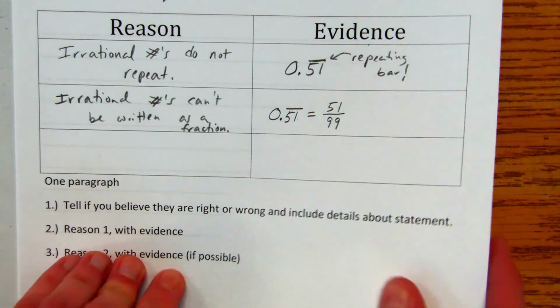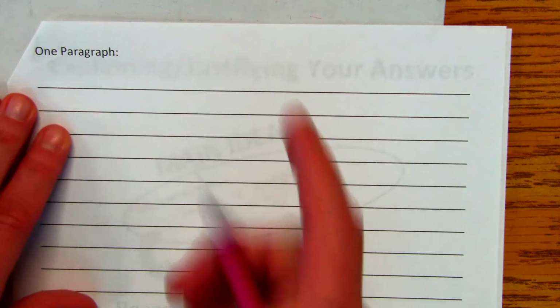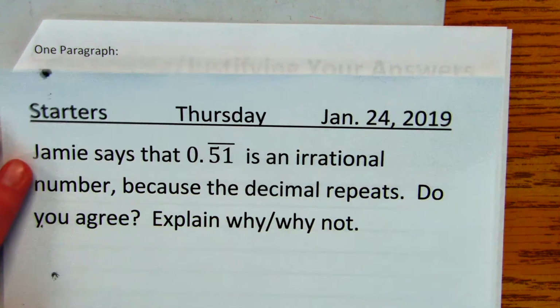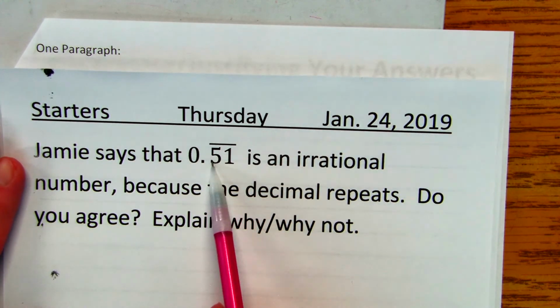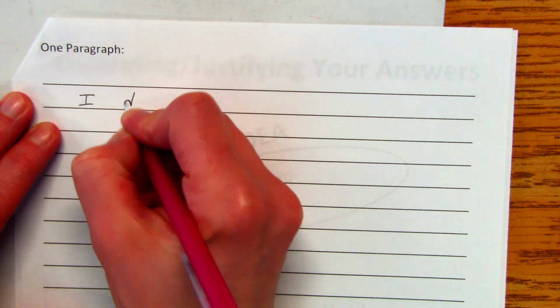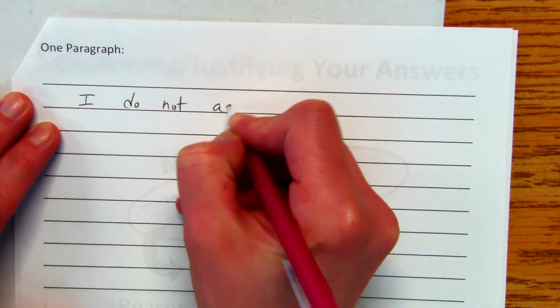On the attached page, I put a lot of lines. We're not going to use all of this today, but I wanted it to be big enough to do some other problems later. We're going to start off with, what do we believe? It says in the question, Jamie believes 0.51 repeating is an irrational number because the decimal repeats. Do you agree? So we might start off using those words. I do not agree.